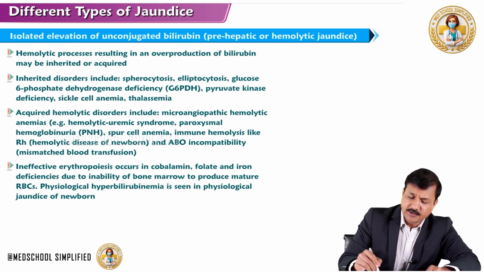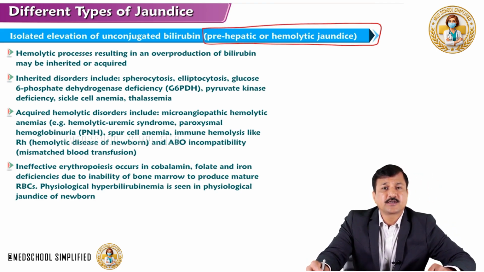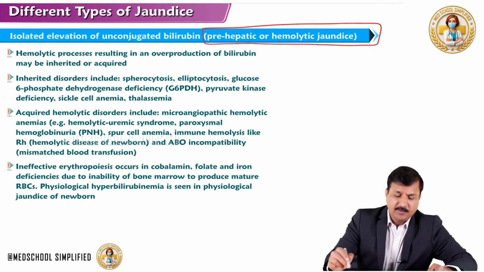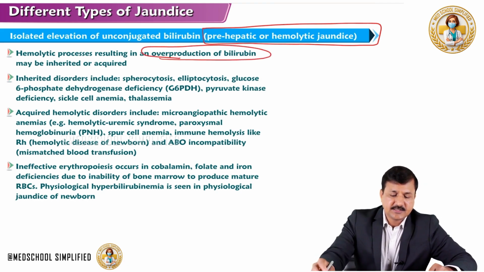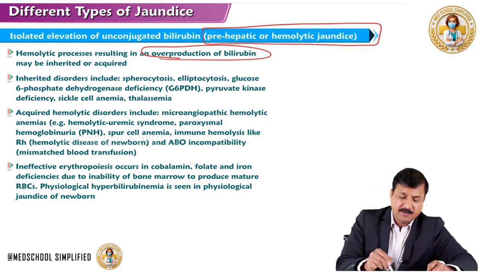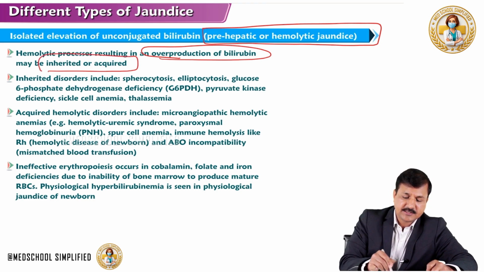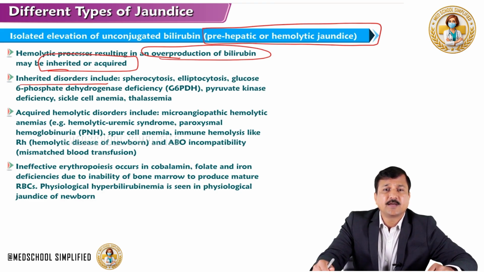First, let's look into pre-hepatic jaundice or hemolytic jaundice, that is overproduction of bilirubin. The hemolytic process results in an overproduction of bilirubin, and this hemolytic process can be acquired hemolysis or inherited hemolysis. Inherited hemolysis includes any genetic disorders where there can be increased lysis of red blood cells.